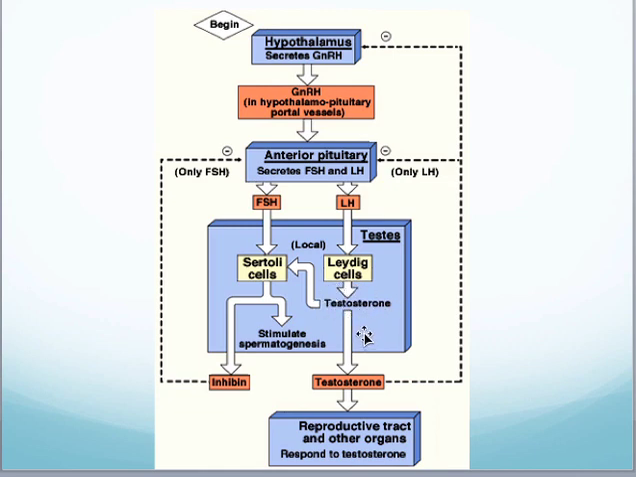Testosterone, in turn, will be released into the bloodstream, and it will target other parts of the reproductive organs in males, but also other organs as well, such as connective tissues. The concentration of testosterone in blood will in turn inhibit, by negative feedback loops, the further release of LH from the anterior pituitary gland, and also, as a longer loop, it will inhibit further release of GnRH from the hypothalamus.